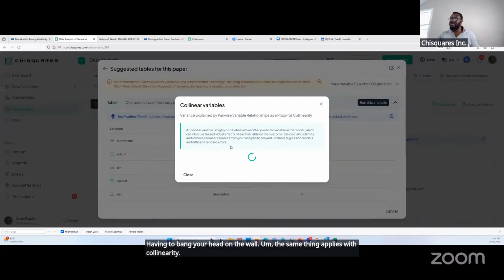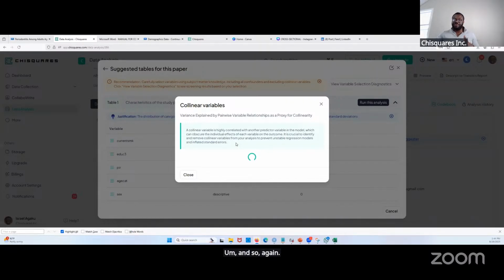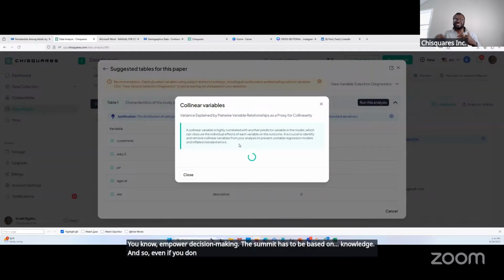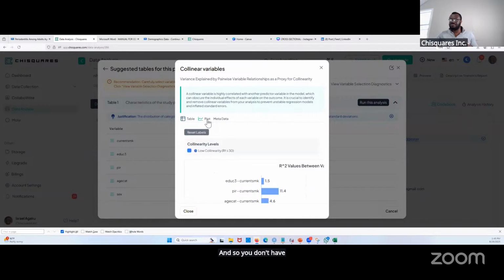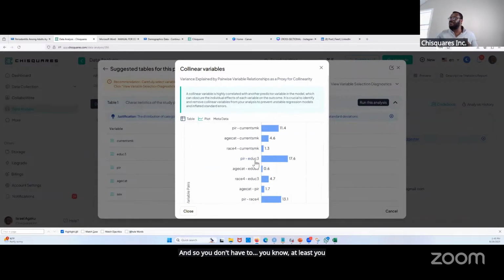The same thing applies with collinearity. The platform also helps you assess for collinearity. And so again, the point is so that you have empowered decision making. Decision making has to be based on knowledge. And so even if you don't know how to run those tests, those are run automatically for you. And so at least you are well informed.